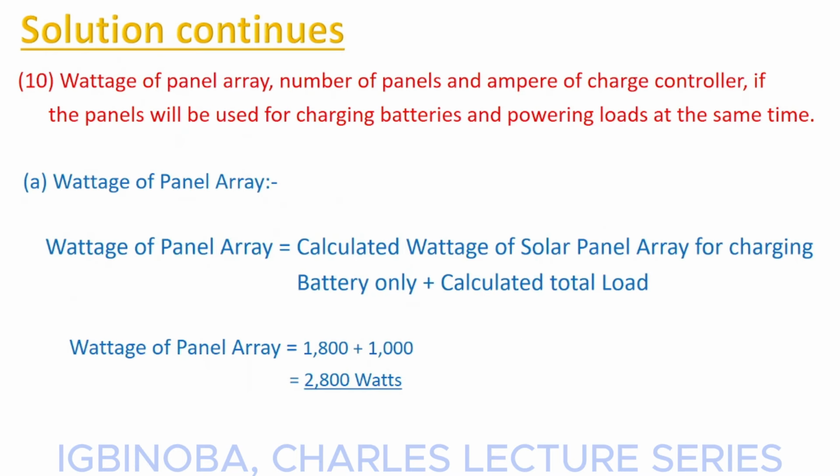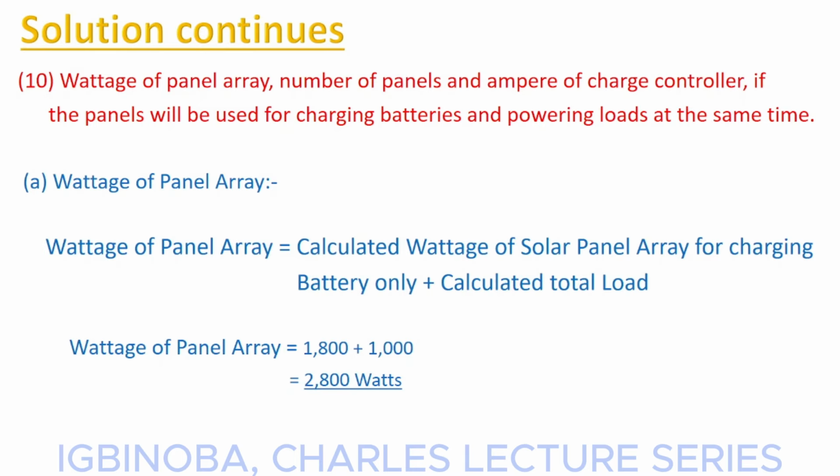So we go to question 10. They say the wattage of panel array, number of panels, and the ampere of the charge controller if the panel will be used for charging the battery and powering the load at the same time. So this is case 2. In this case, as you are charging the battery during the day, you are also using energy from the solar panel to also power your load.